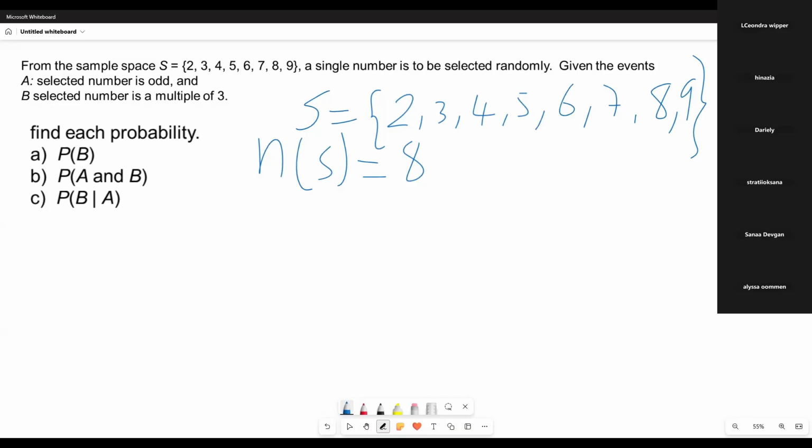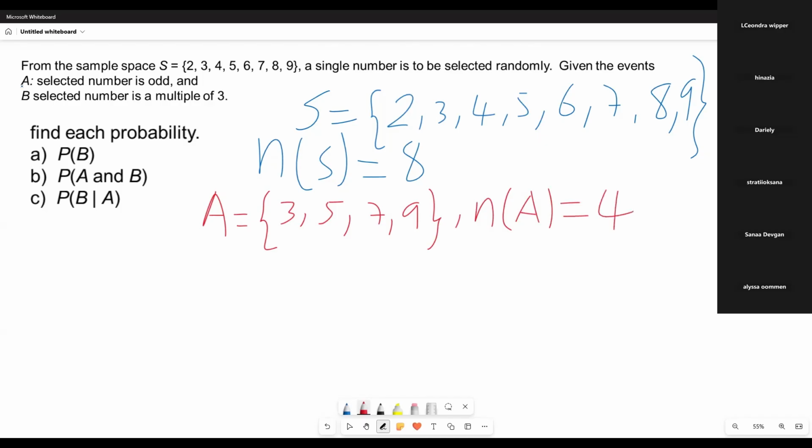Yes. Okay. They give you the sample space: 2, 3, 4, 5, 6, 7, 8, and 9. So there are 8 outcomes in the sample space. Also, they give you 2 events. Event A is talking about odd numbers. Let's look for odd numbers in the sample space. That's 3, 5, 7, 9. So there are 4 outcomes in event A.